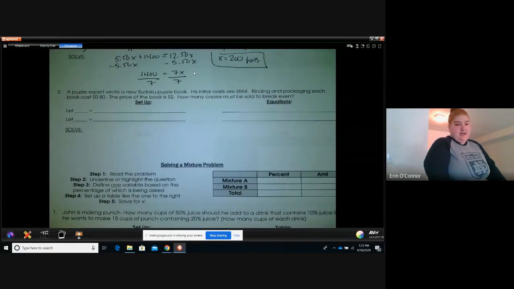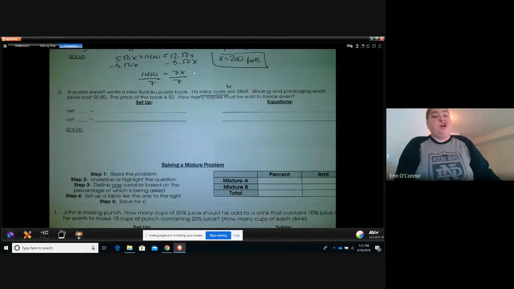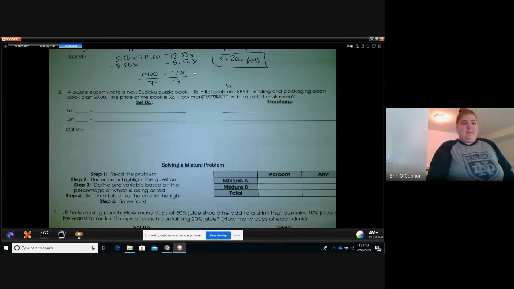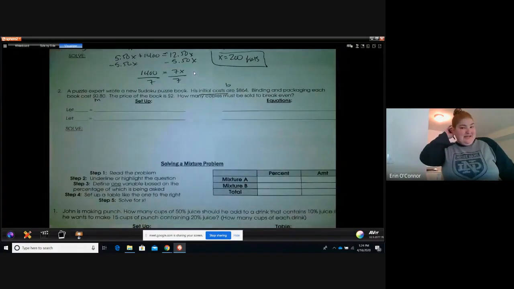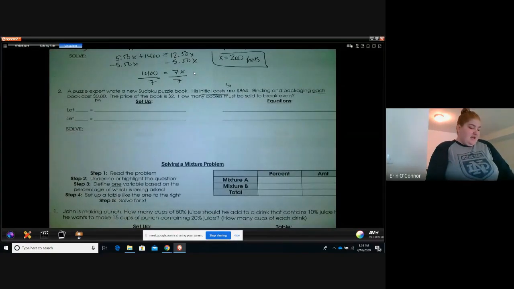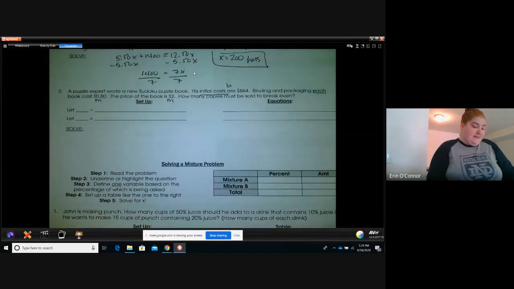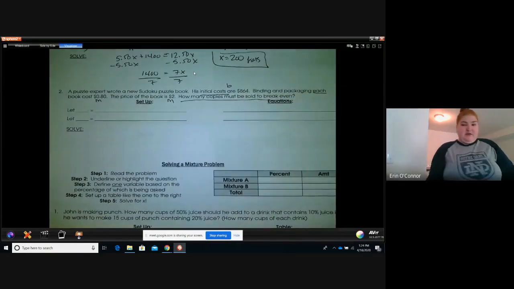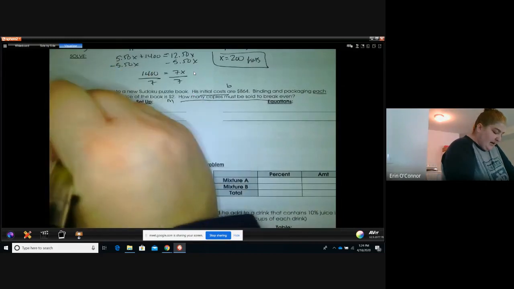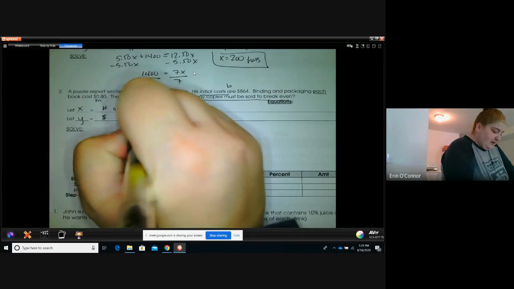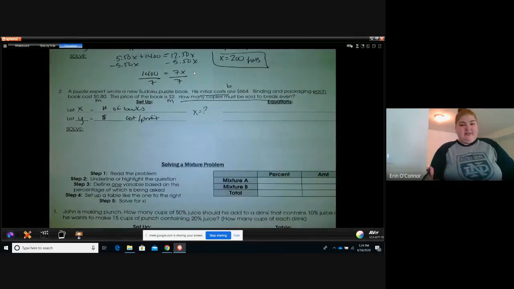His initial costs, remember, is your y-intercept, are $864, and that's your cost. Binding and packaging each book cost 80 cents per book, so that's going to be your slope. Each, you see that word each again. The price of each book is $2. That's your other slope. How many copies must be sold to break even? So x is going to be the number of books, and y is going to be either the cost or the profit, just depends on which one we're doing. And I'm trying to look for x, so I need to know how many copies need to be sold.